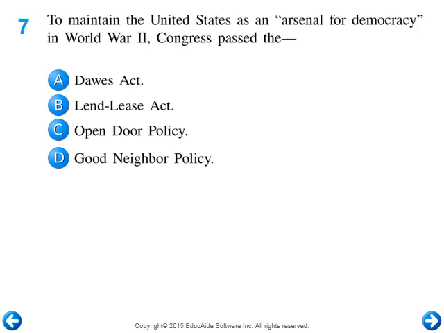All right, number 7. To maintain the United States as an arsenal for democracy in World War II, Congress passed what? The Dawes Act, the Lend-Lease Act, the Open Door Policy, or the Good Neighbor Policy? Let's just have some common sense here. The Dawes Act has to do with the West. Okay, it's not that. Lend-Lease Act. Okay, we've already talked about that a little bit. It has to do with giving weapons to our allies. So maybe it's that. Open Door Policy has to do with people coming and going. Good Neighbor Policy has to do with us not butting into the foreign affairs of our neighbors. Okay, it's going to be B, the Lend-Lease Act.